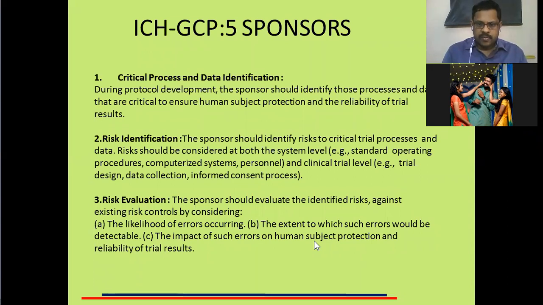The sponsor should evaluate the identified risks against existing risk control by considering the likelihood of errors occurring, the possibility of errors to occur, and the extent to which such errors would be detectable. How much percentage of error can be detectable? The impact of such error on human subjects: whether it leads to a serious problem or a very minor problem. Like that, the risk level should be assessed. That data should be collected and informed to the regulatory authorities in all ways by the sponsor.